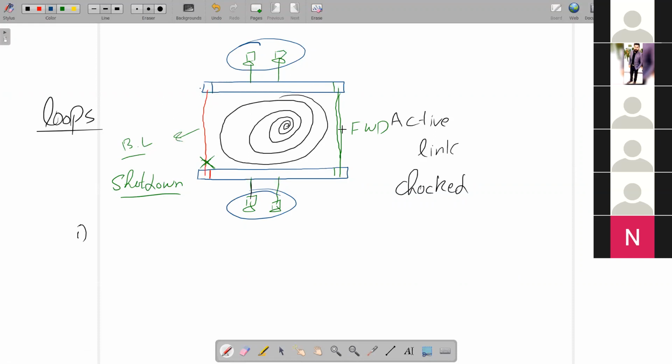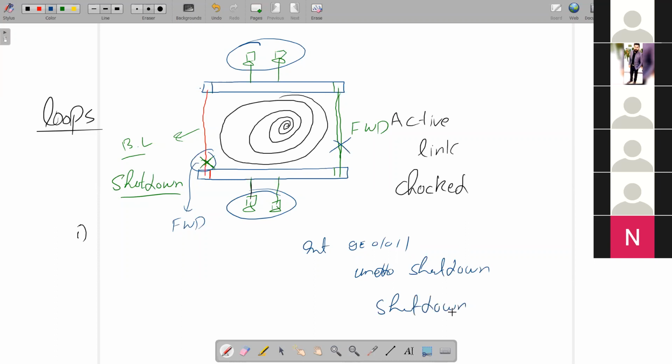And if at any time, on any specific day, this link goes down, immediately I need to put this link into the forwarding state. And how we do that, you know very well. I will jump into the interface, for example, interface gig 0/0/1, and I will say undo shutdown. And if you want to shut it down, you will simply say shutdown. So that's how we down the link and how we up the link.